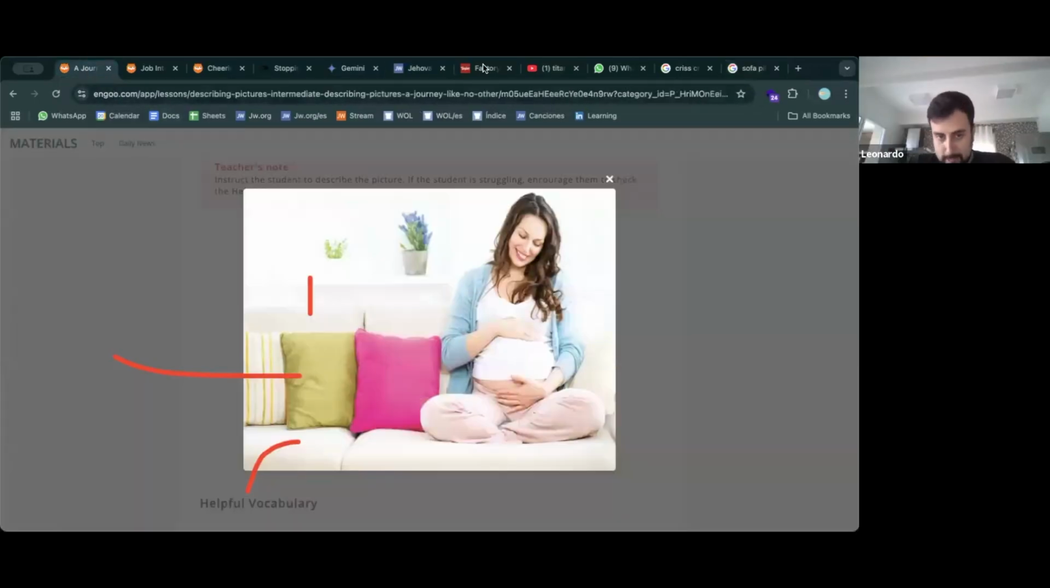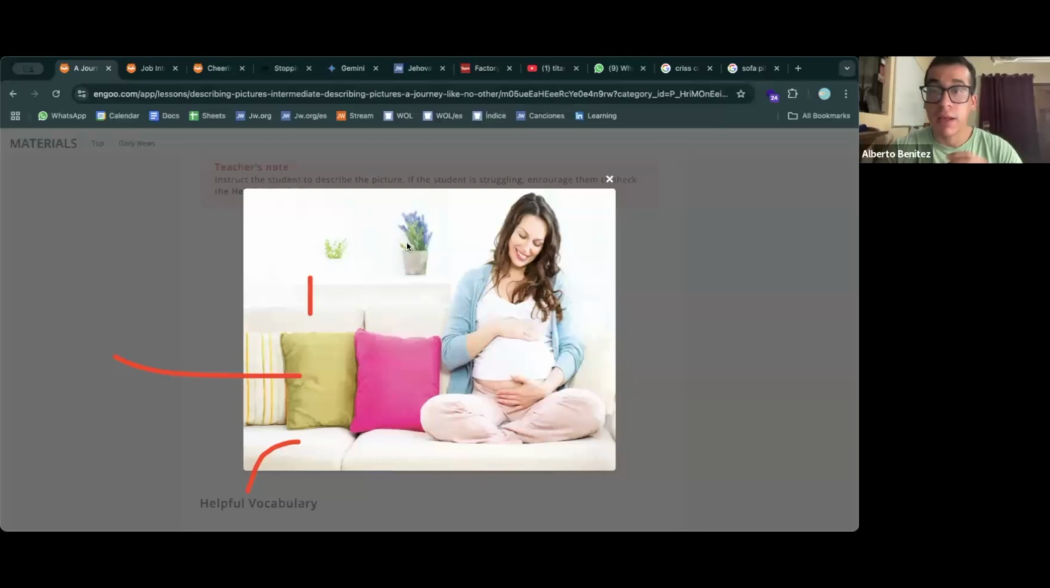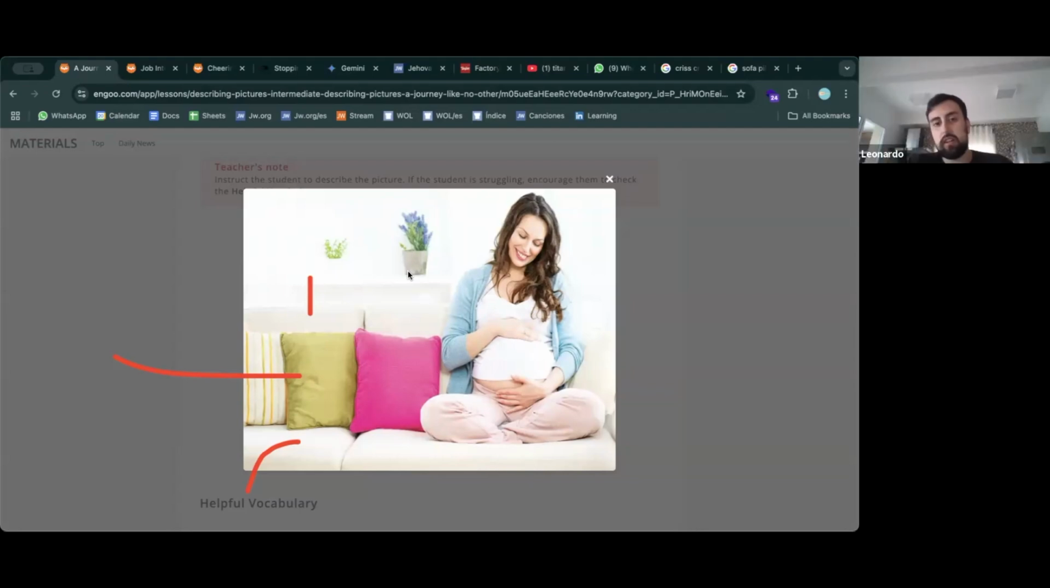Okay. Well, very good. And then in the background, we can see a flower pot. A flower pot is not a glass. Okay. Flower pot. Yeah. Good. Glass would be clear. Okay.